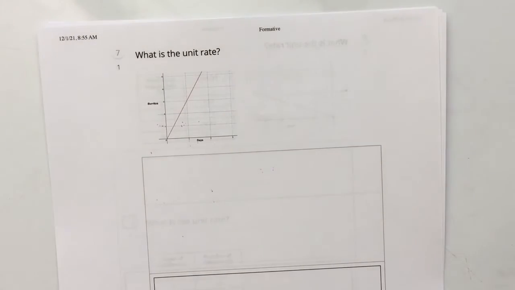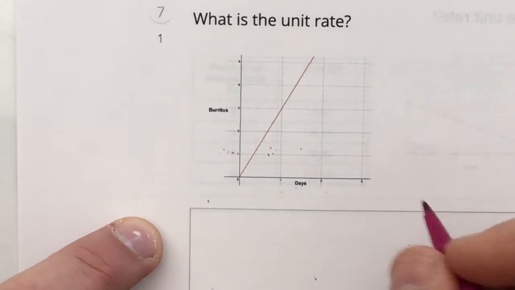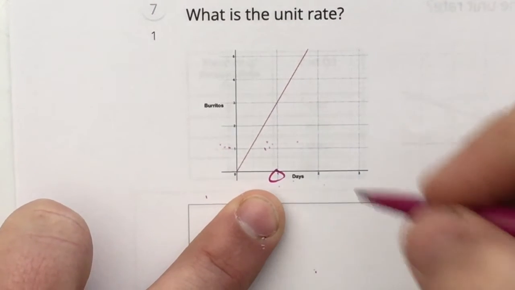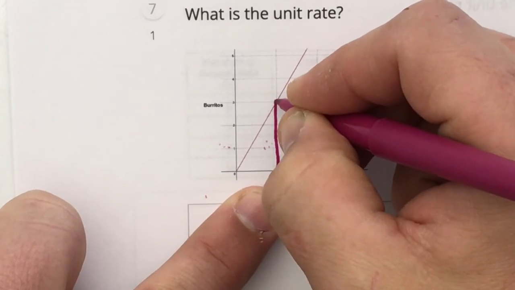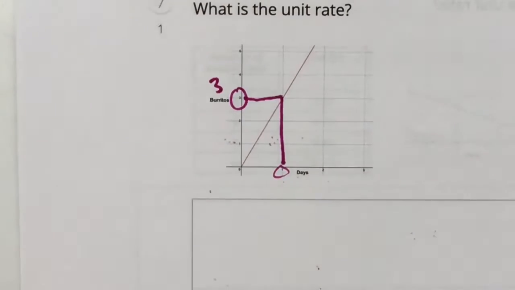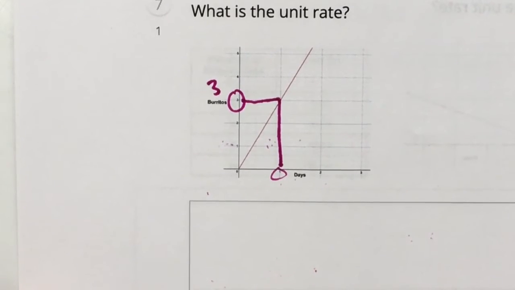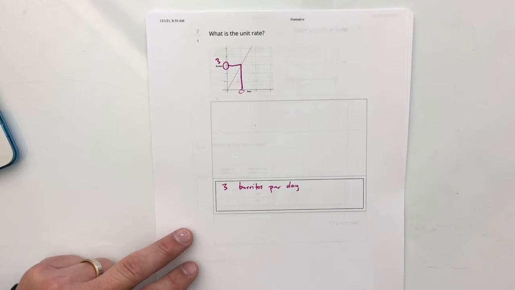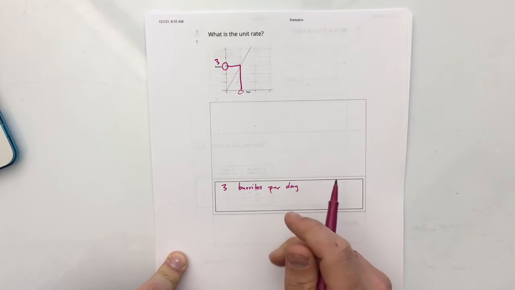All right. What is the unit rate? Burritos and days. Well, okay, and this is 1 day. It's hard to see. What I do to find the unit rate on a graph is I start at x equals 1. I go straight up till I hit the line, and then I go over and I find this value, which is 3. So the unit rate is 3 burritos per day. Whenever you're writing the unit rate, you should include both variables and the word per, right? Y per x.